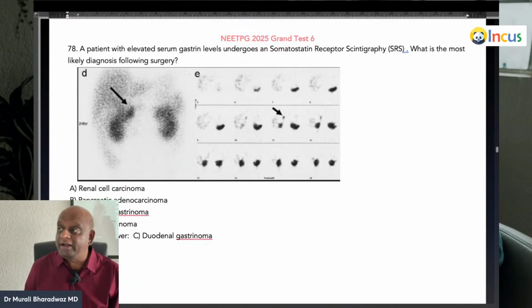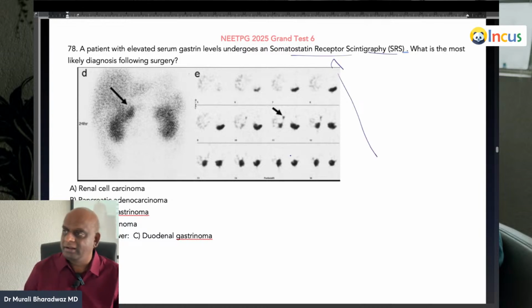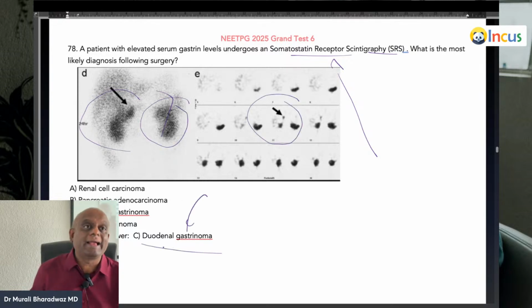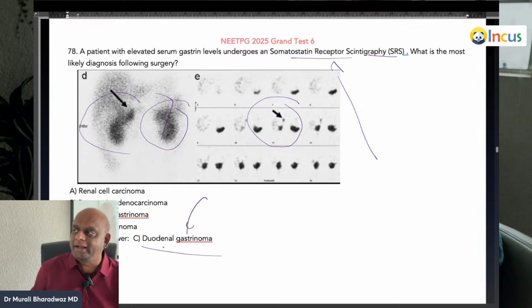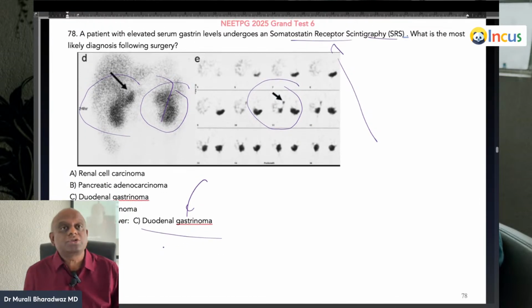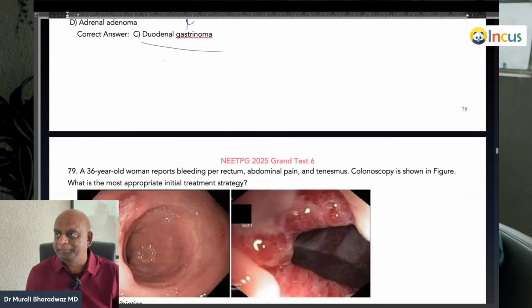A patient has an elevated serum gastrin, undergoes somatostatin receptor scintigraphy, which is being shown here, which is how duodenal gastrinoma in Zollinger-Ellison, duodenal gastrinoma is identified by somatostatin receptor scintigraphy.